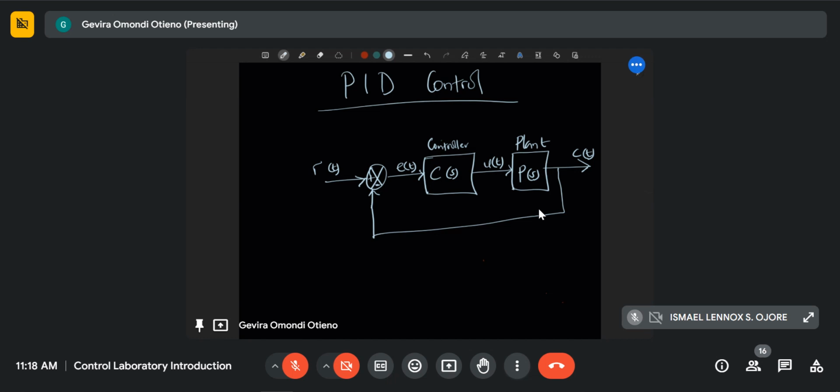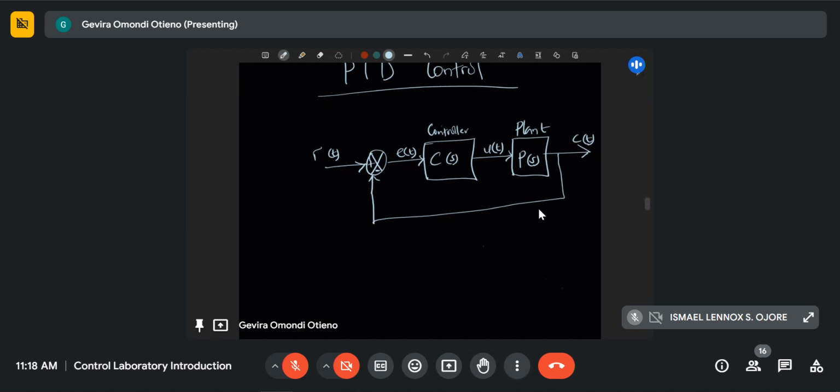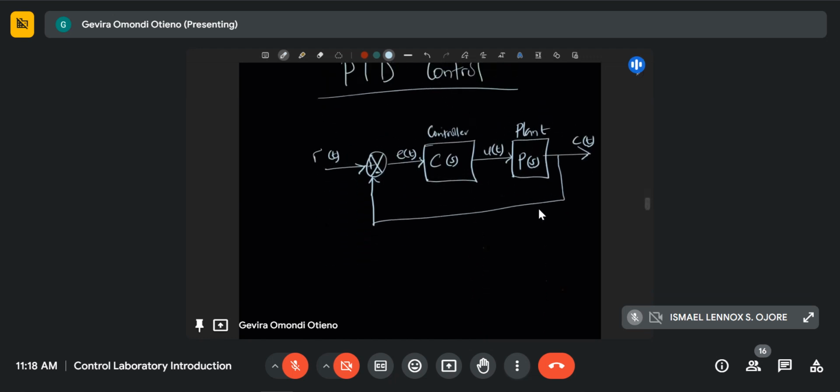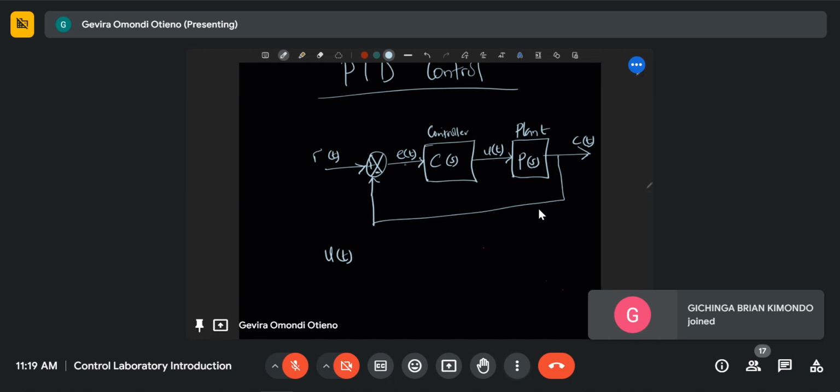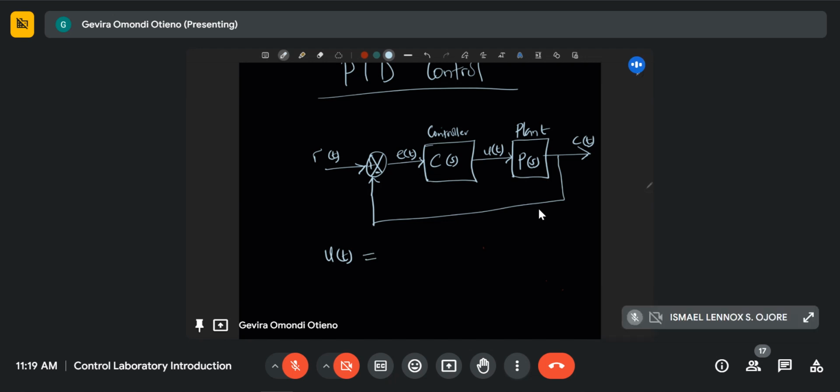Now, in PID control, you can write a mathematical equation in the time domain to represent this controller, okay? So for example, to get the output of the controller, I'm only interested in the controller part, not the entire feedback system. That is the relationship between U of t and E of t, okay? So U of t is for a PID system, because that's what we are discussing.